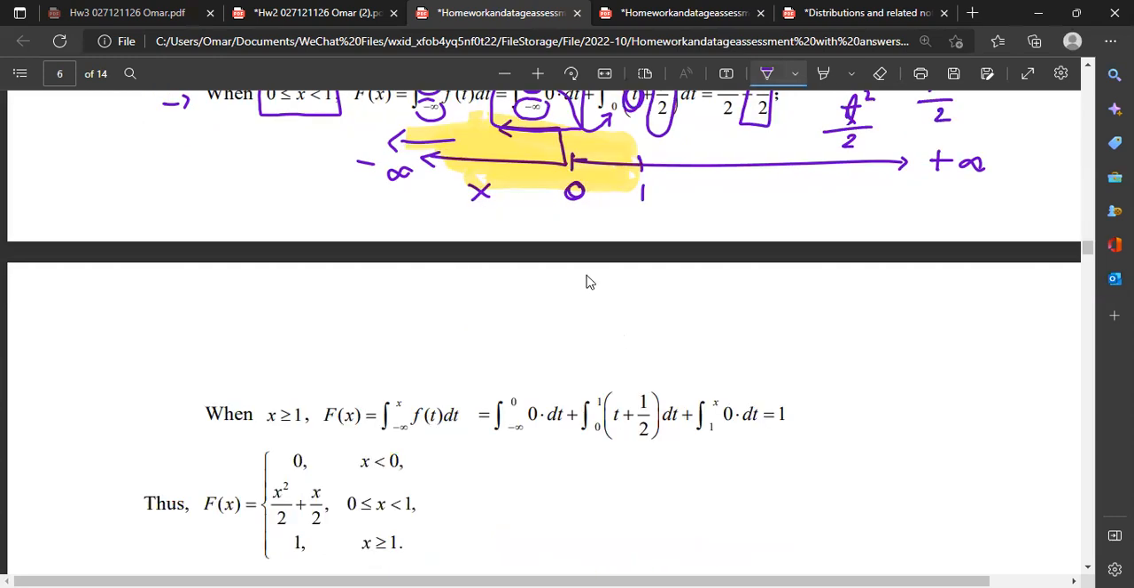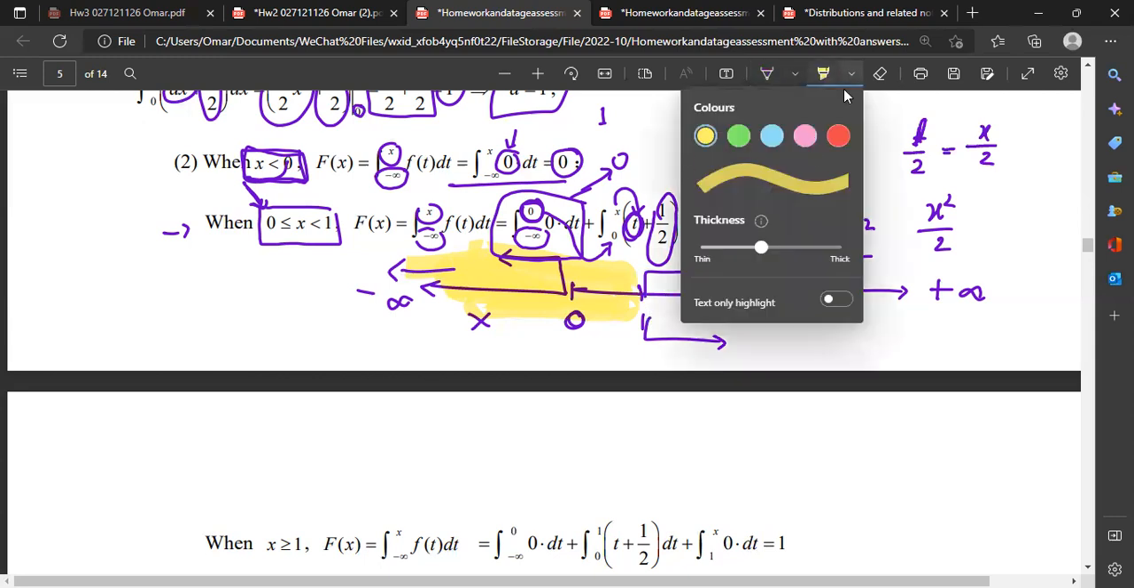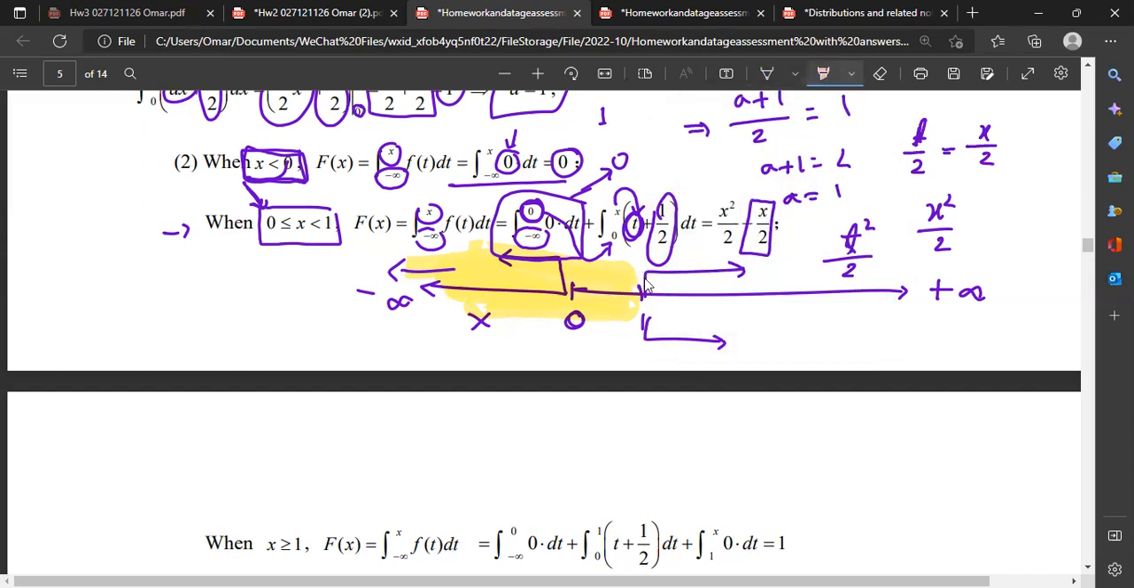And now we have to consider this part. When x is greater than or equal to 1, that means on the right side, okay, here. When x is greater than or equal to 1, now we include the 1, okay? Now we include 1. So x is from 1 to infinity, okay? So now we include this part and we include 1. So we again see that there is no value here, right? There is no value here. So the answer will be 0 here.